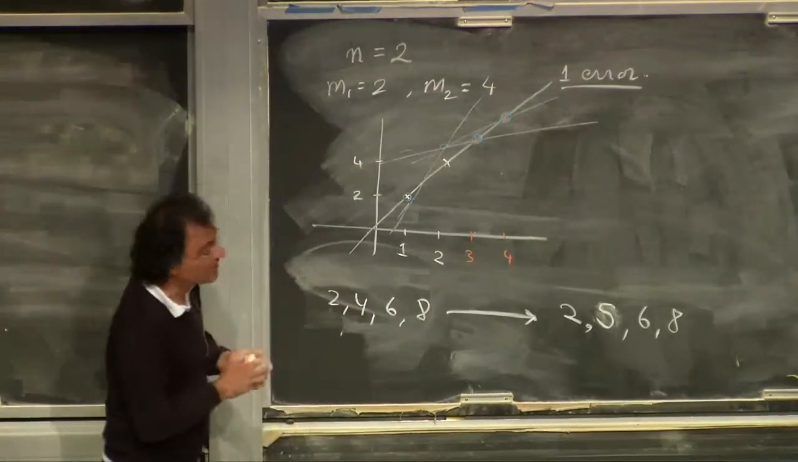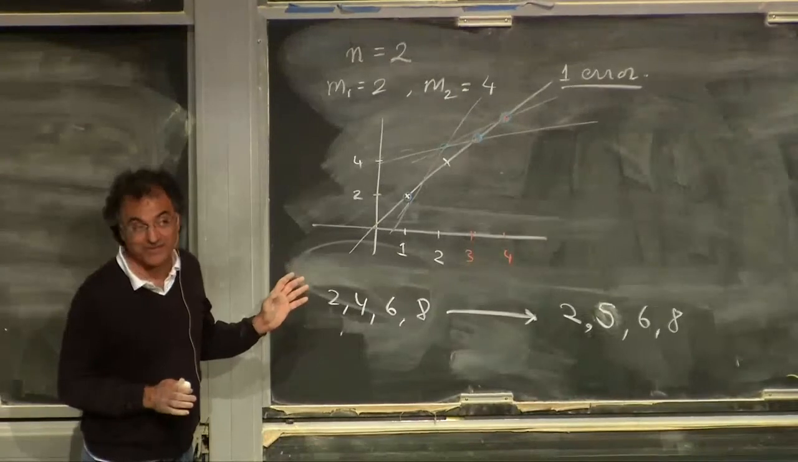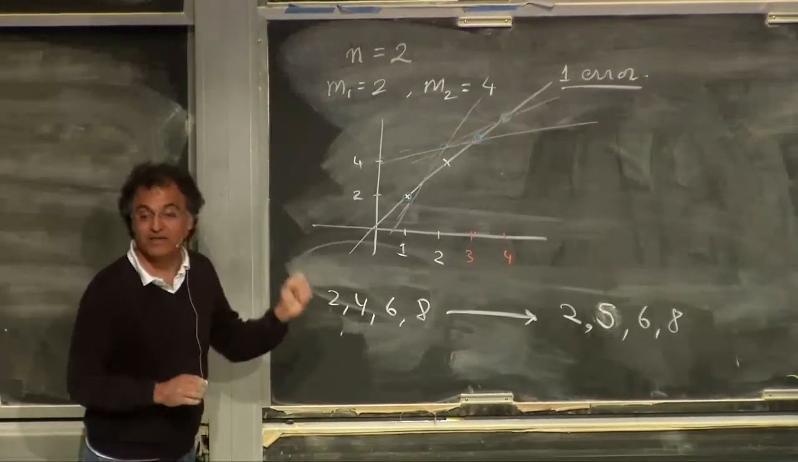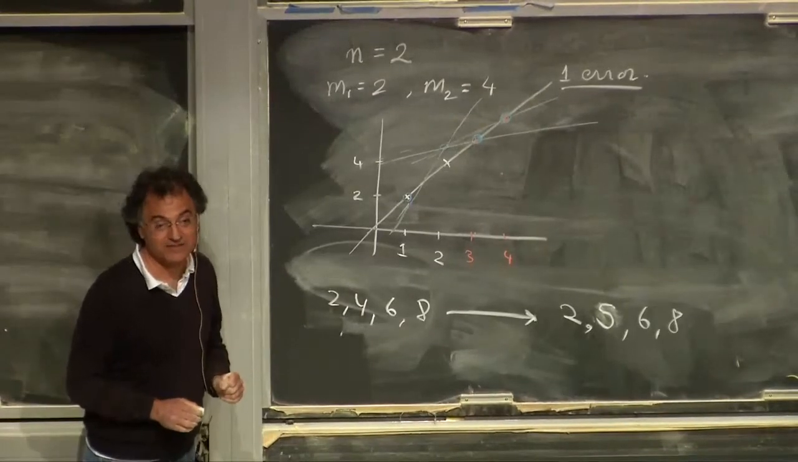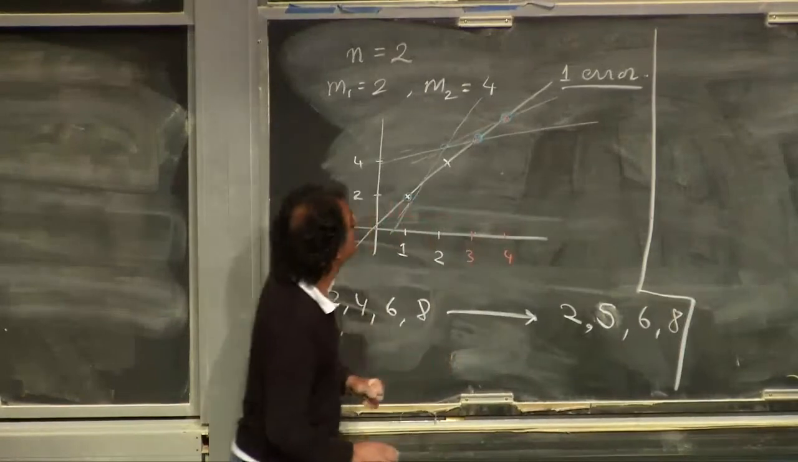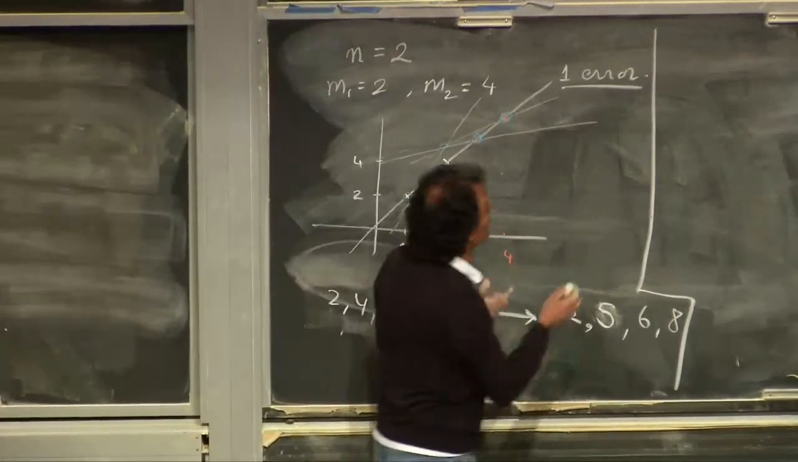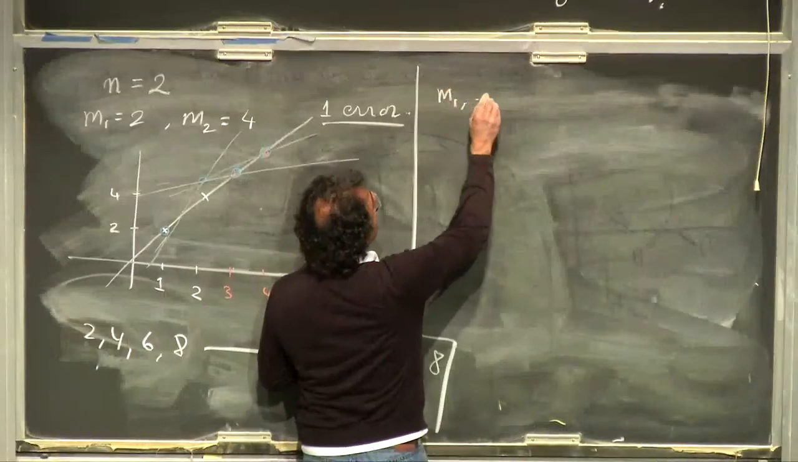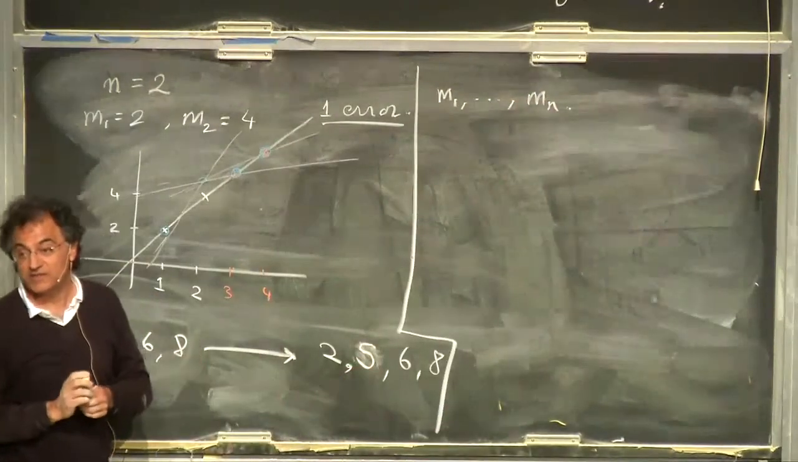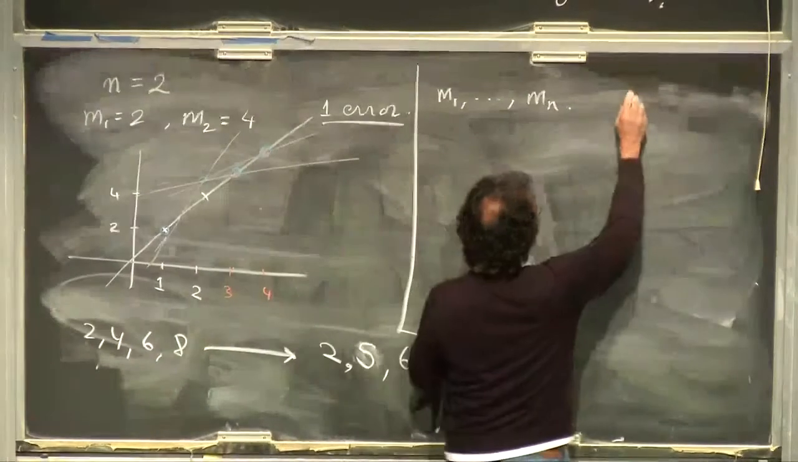Okay, so now let's do the same reasoning again with arbitrary n, arbitrary k. Right? So, okay, here goes. So now we have n packets, or n characters, m sub 1 through m sub n. This is what we want to transmit. We have k errors.